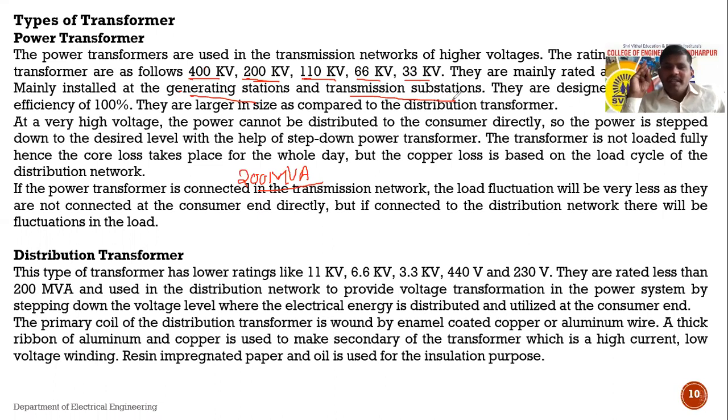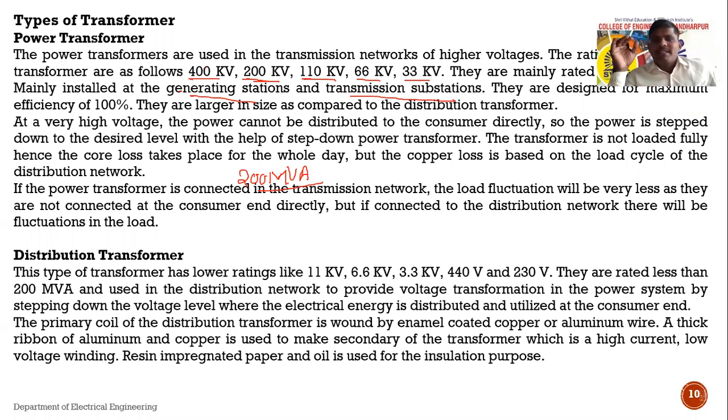So it is used to step up the voltage at the point of generating station, and it is used to step down the voltage at the point of transmission system. Okay, and do you know that power should always be transmitted at high voltage, because of the cost requirement as well as economical reasons. And in India, what is the maximum voltage transmitted?